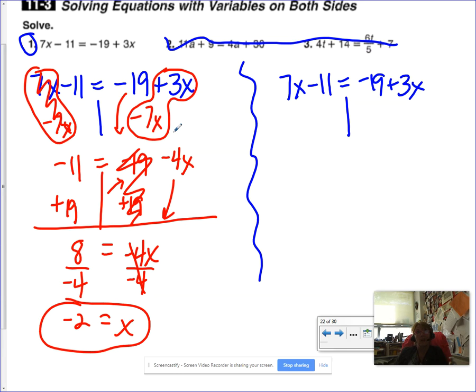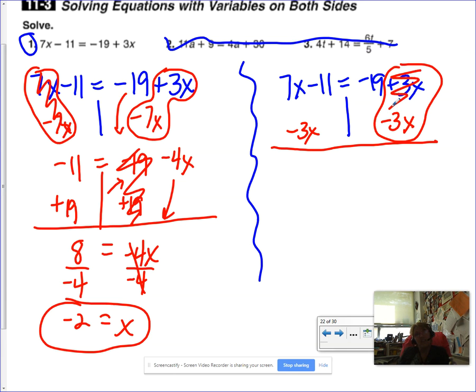Now, I personally don't like a whole bunch of negatives. I would not have gotten rid of 7x. I would have gone after the little guy over here on the right, the 3x. So let me show you. If you did it this way, it's still going to work. Positive 3x, or plus 3x. I am going to launch my algebra ammunition, and I'm going to subtract 3x from each side.